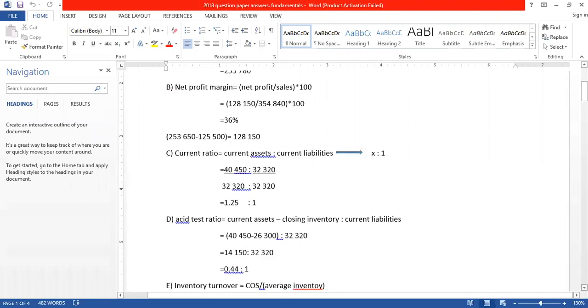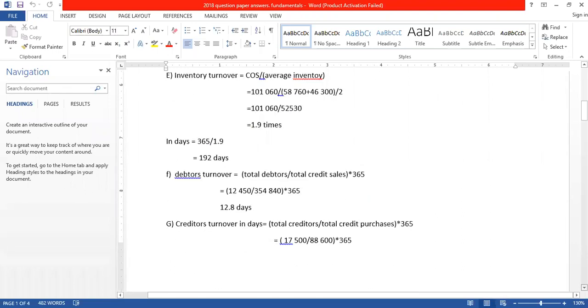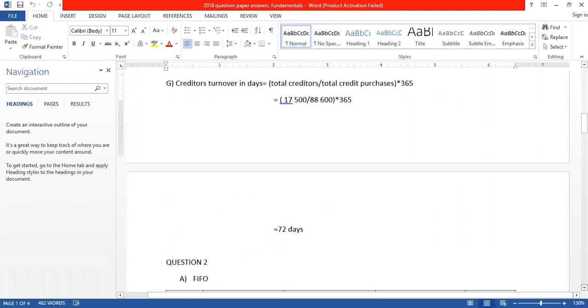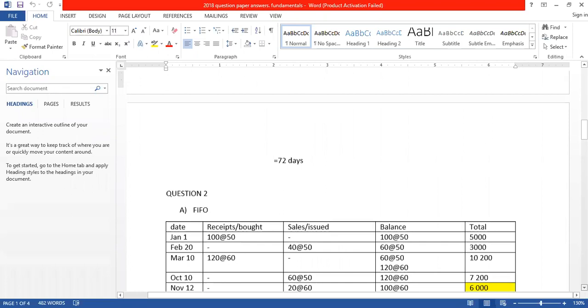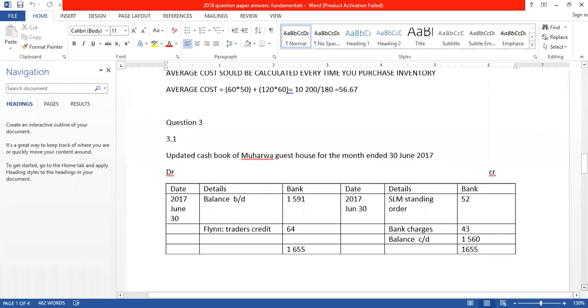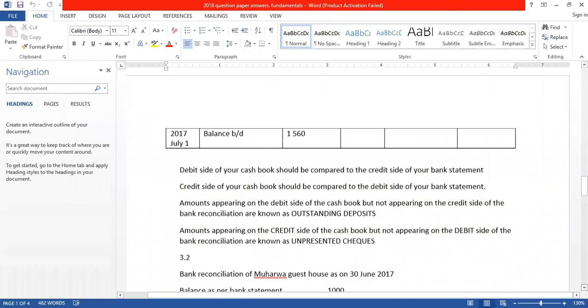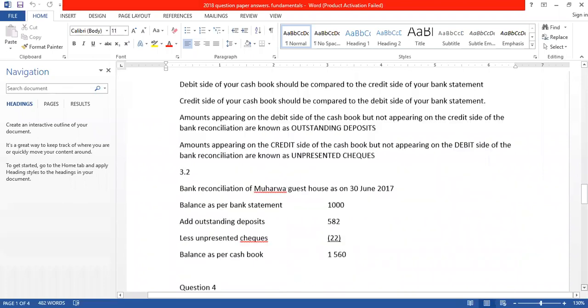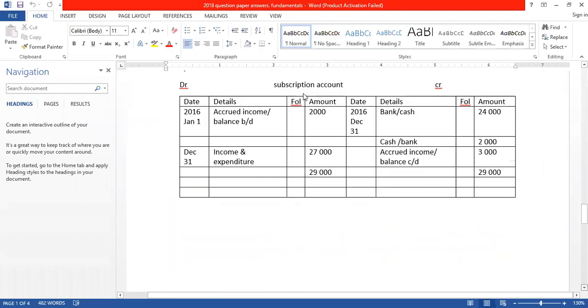Okay, so we are continuing with where we ended yesterday, which is question 4 of the 2018 Fundamentals of Accounting question paper. Yesterday we did half of the question where we drew up our subscription account, and today we are doing the last part of the question, which is the income and expenditure account.